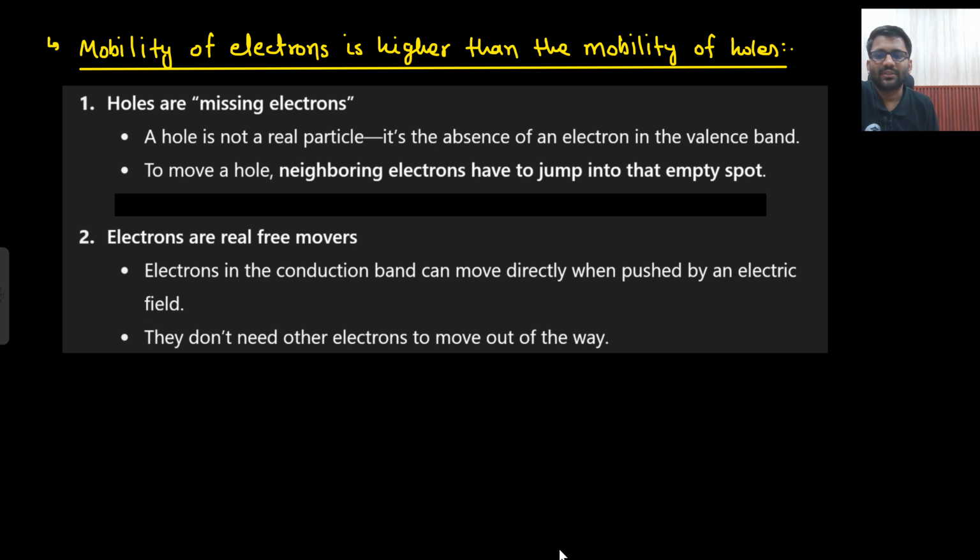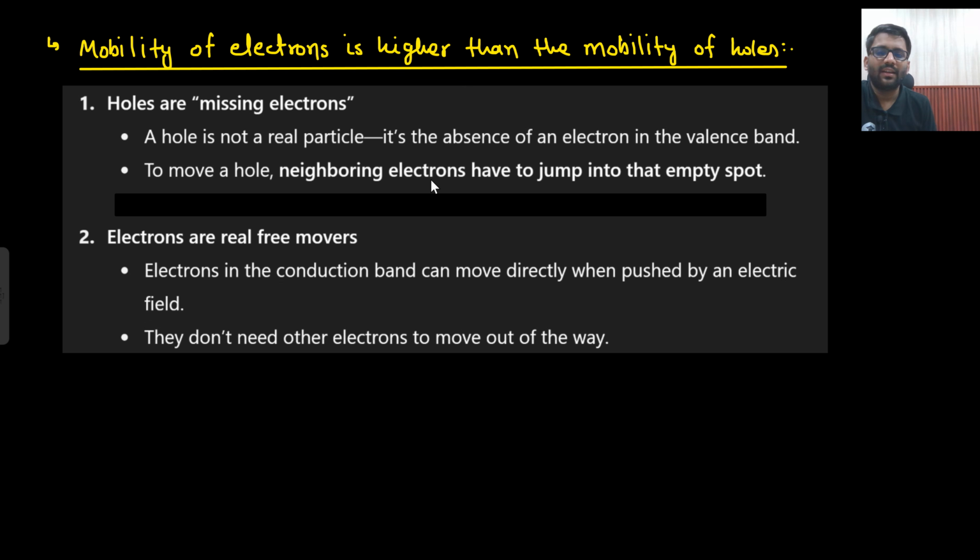Holes are the missing electrons. A hole is not a practical particle, it is just the absence of an electron in the valence band. To move a hole, neighboring electrons have to jump into the empty spot, right? But electrons are free movers. An electron in the conduction band can move directly when pushed by an electric field. They don't need any other electrons to move out.